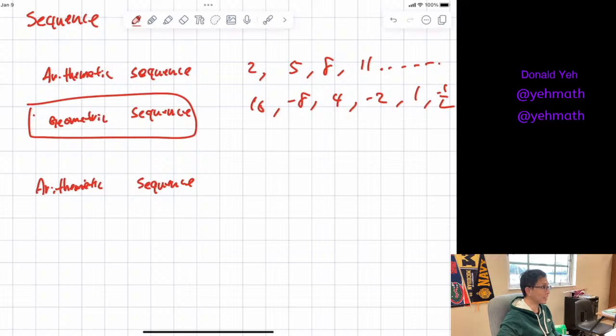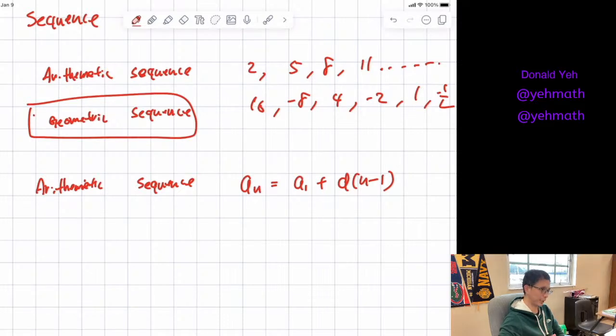Okay, arithmetic sequence. The formula is a_n equals a_1 plus d times n minus 1. You guys remember this formula? If you don't remember it, it's actually very intuitive. It's the first term plus the difference times n minus 1. Now, why is it n minus 1?